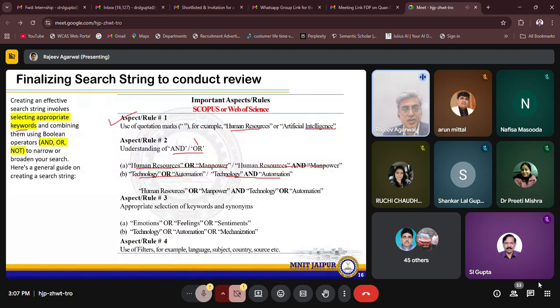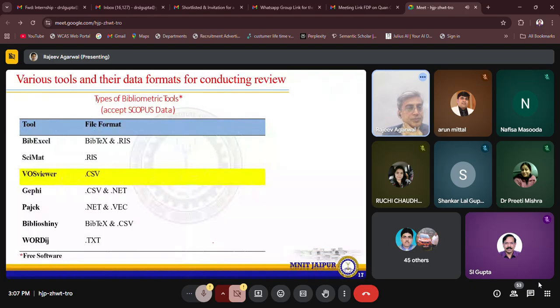This is aspect rule number 2. This is aspect rule number 3, where emotions OR feelings OR sentiments, and technology OR automation OR mechanization. And four, where you are using filters, for example language, subject, country, and sources. So whether you are conducting a review on Scopus or Web of Science, the appropriate keywords have to be used with specific Boolean operators. Now, there are a number of bibliometric tools.